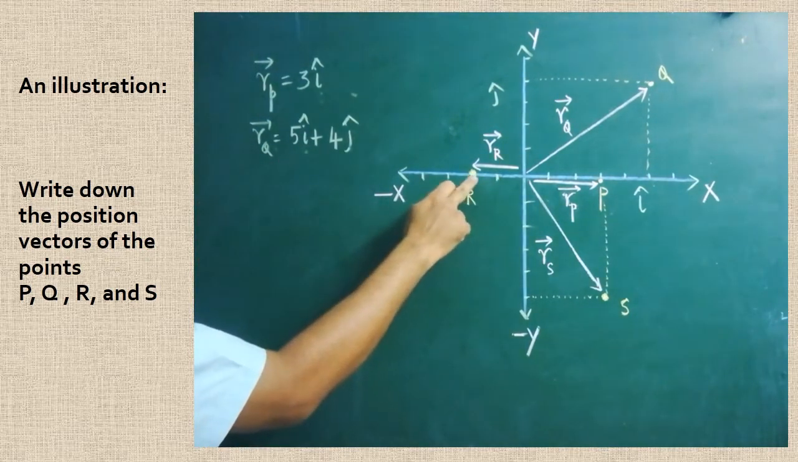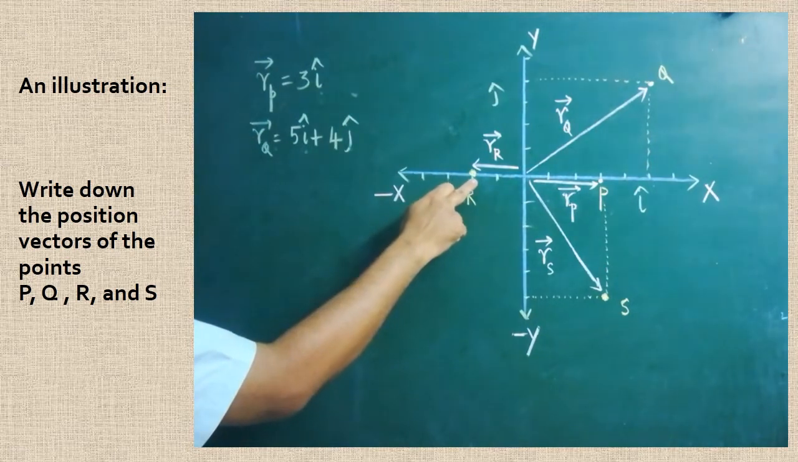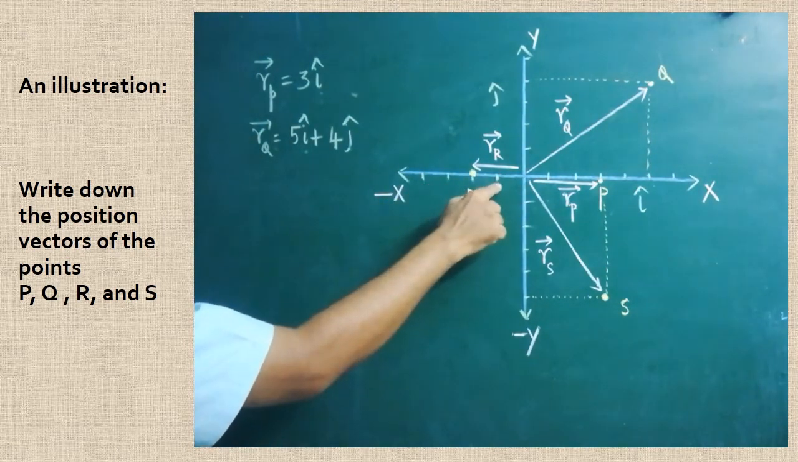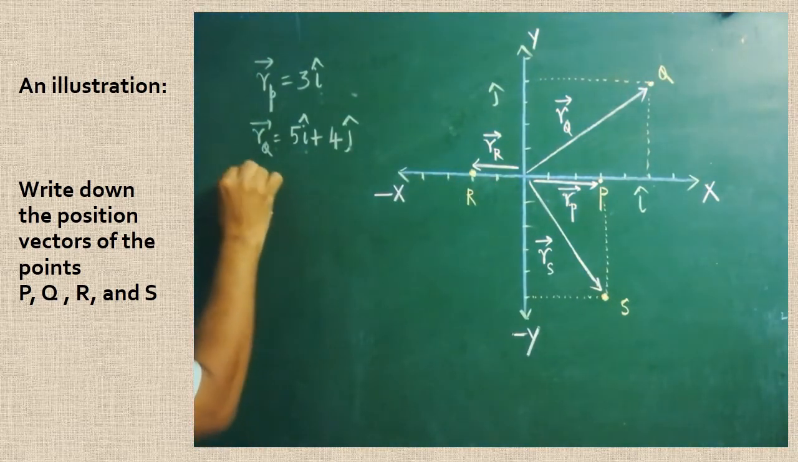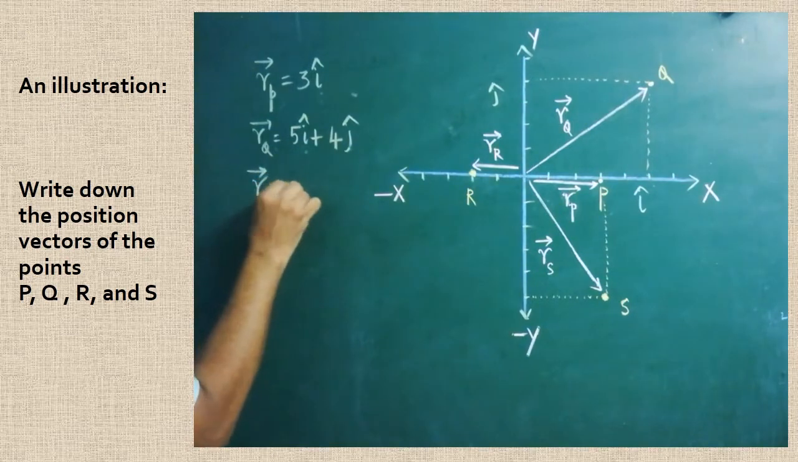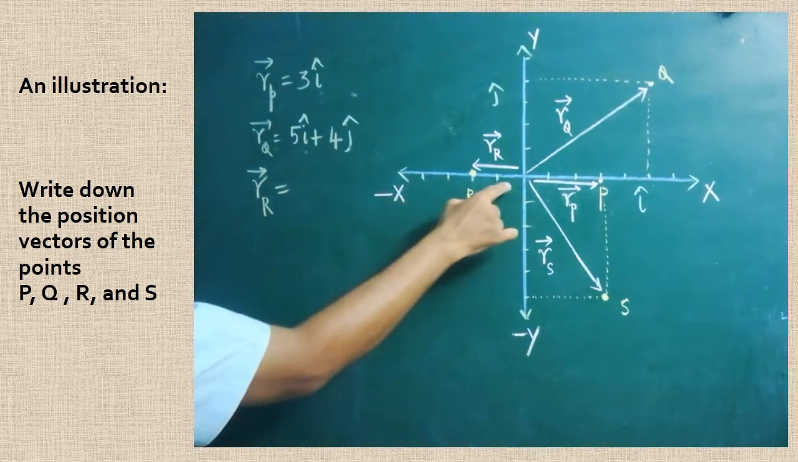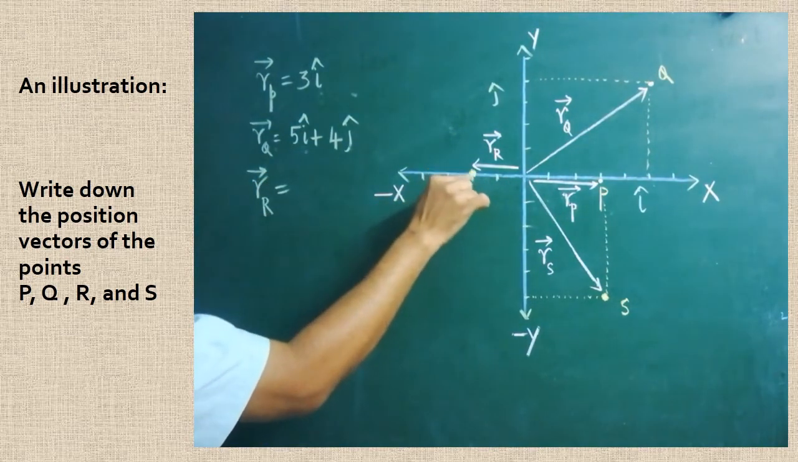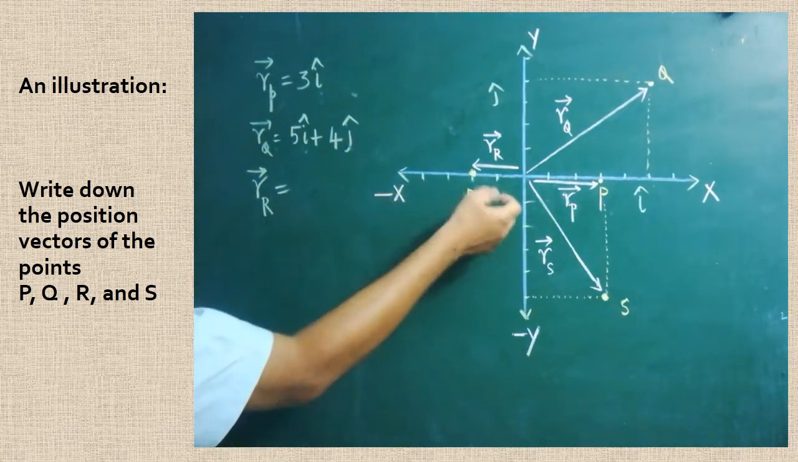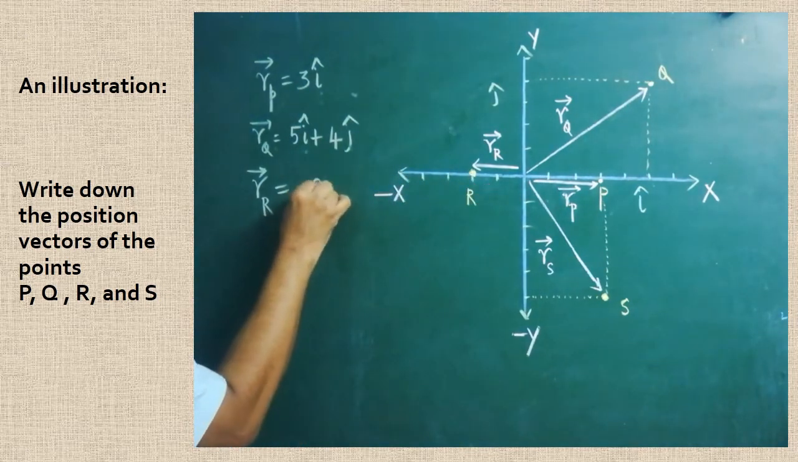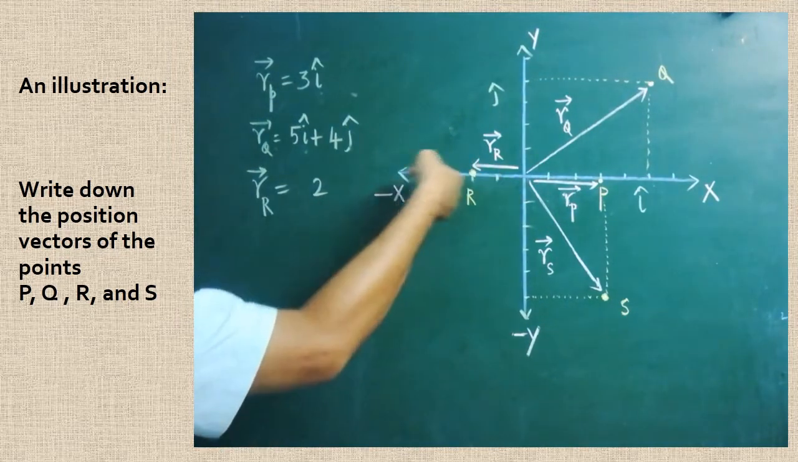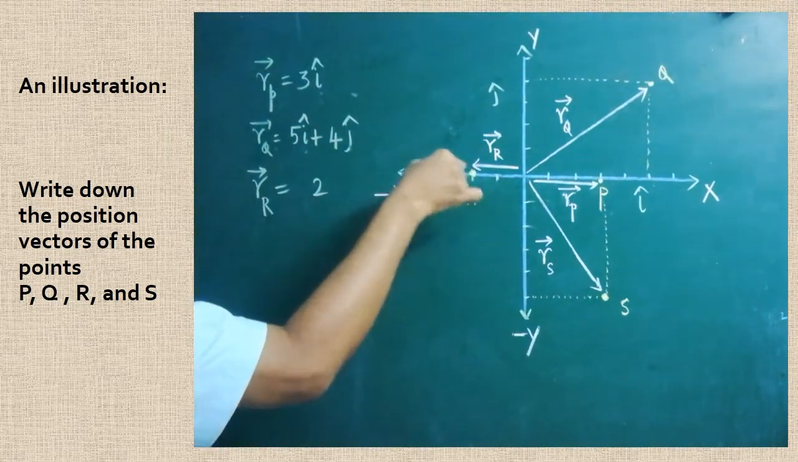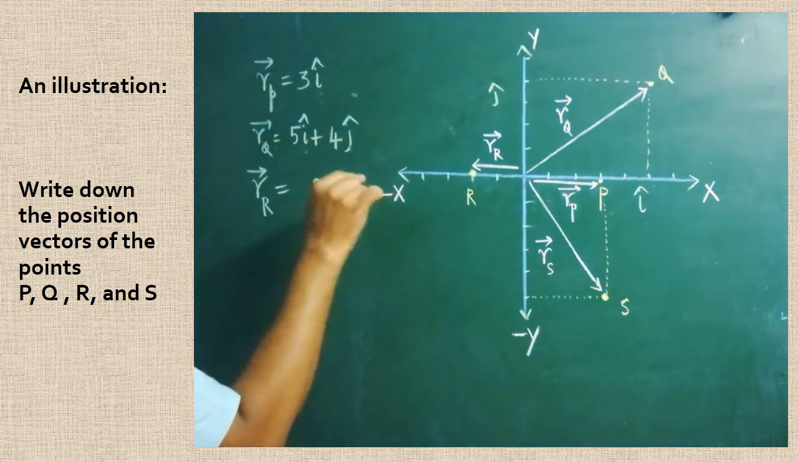R point. That R point is located on the negative x direction. So, count the number of units, 1, 2. How will you write? R, that is position vector for the point R. Now, it is placed on the negative x direction. First, you write the unit. How much? 2. 1, 2. Since it is placed on the negative x direction, what symbol must be used?